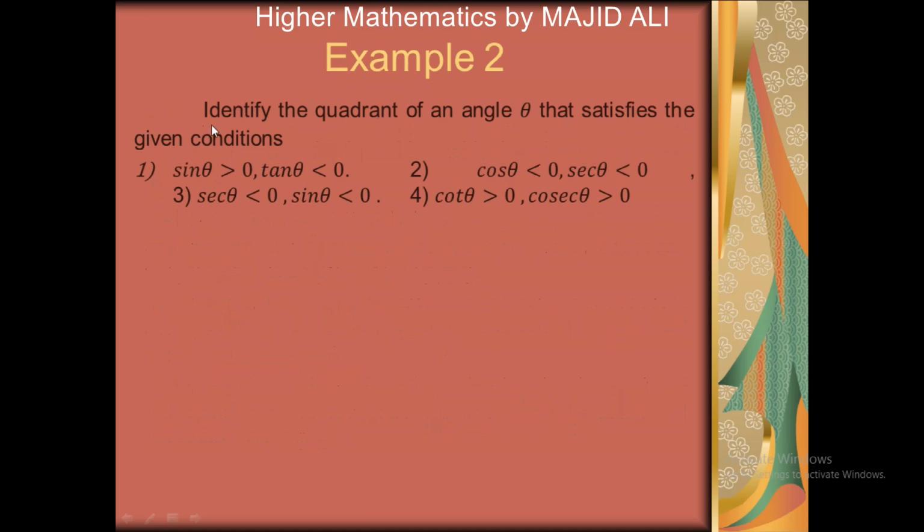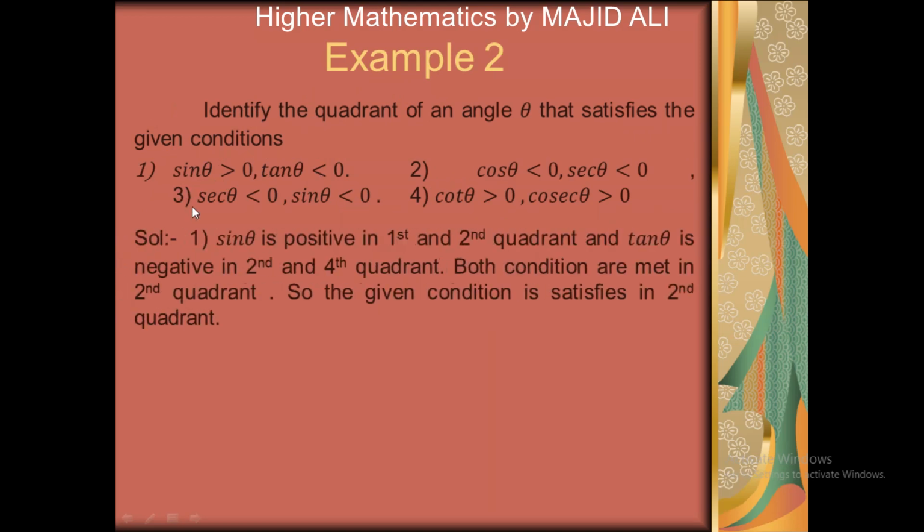Here is the example to identify the quadrant of an angle theta that satisfies the condition. First is sine theta greater than 0 and tangent theta less than 0. Now we solve this and identify the quadrant. Sine theta is positive. In which quadrant is sine theta positive?